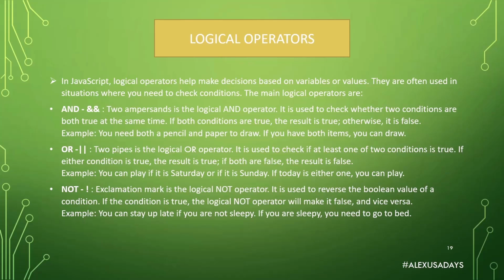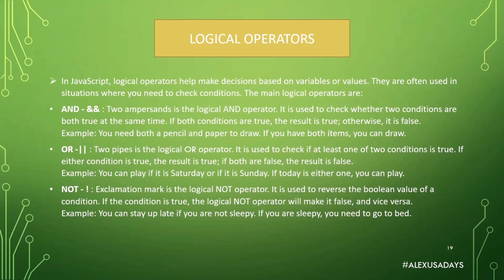The main logical operators are AND. So 2 ampersands is the logical AND operator. It is used to check whether 2 conditions are both true at the same time. If both conditions are true, the result is true. Otherwise, it is false. For example, you need both a pencil and paper to draw. If you have both items, you can draw. Thus, it is true. If you don't have one of the items or you don't have both of the items, it will be false.